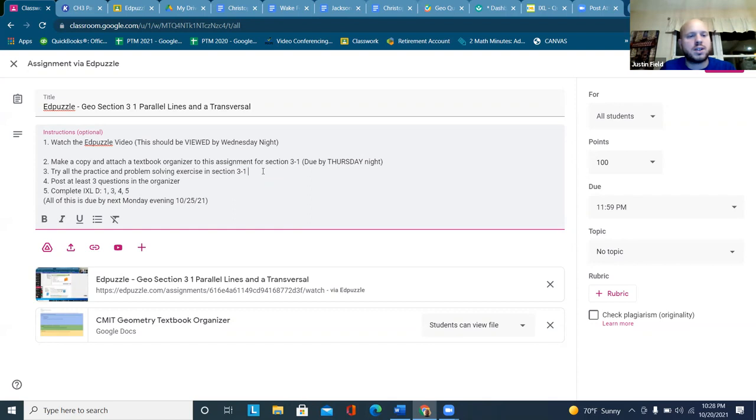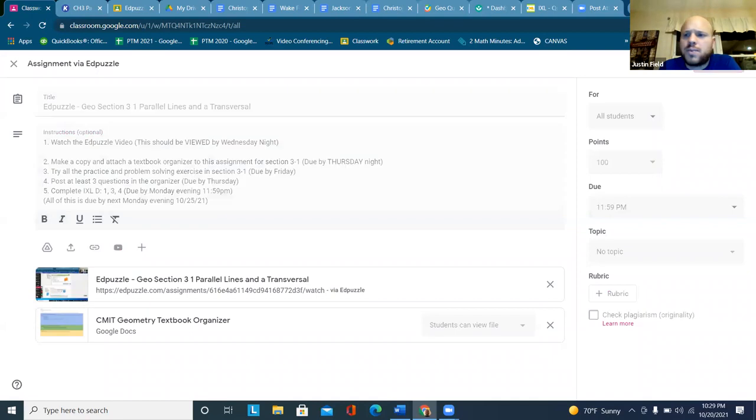Post at least 3 questions in the organizer. This is due by Friday, but you can start it Thursday because it's a lot of work. Due by Thursday, I'm going to need to see that tomorrow night. And then this is due by Monday evening, 11:59 p.m. So everything's more clear, I hope.